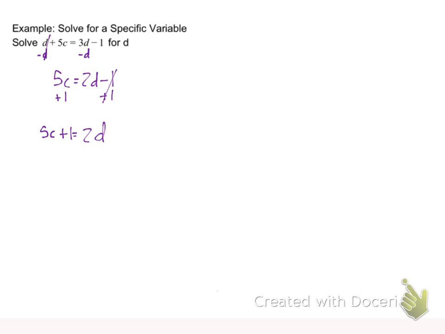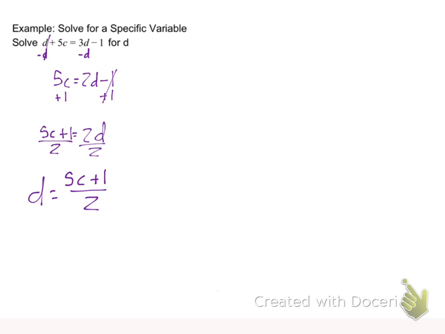We're not done yet. Yes, we will divide both sides by 2. So d is equal to (5c plus 1) over 2. Now guys, this one we could leave this way, or we could fix it.